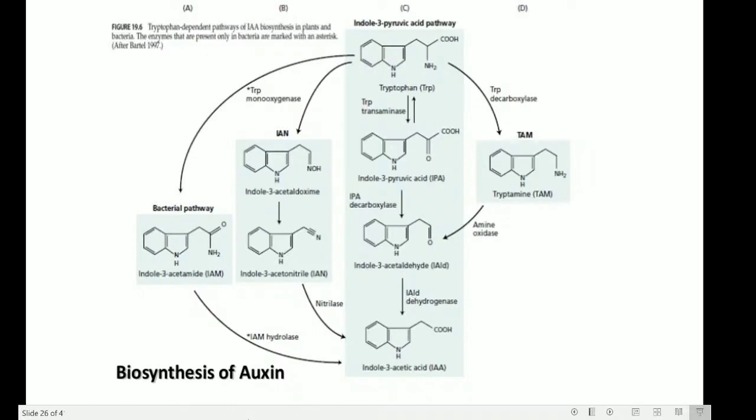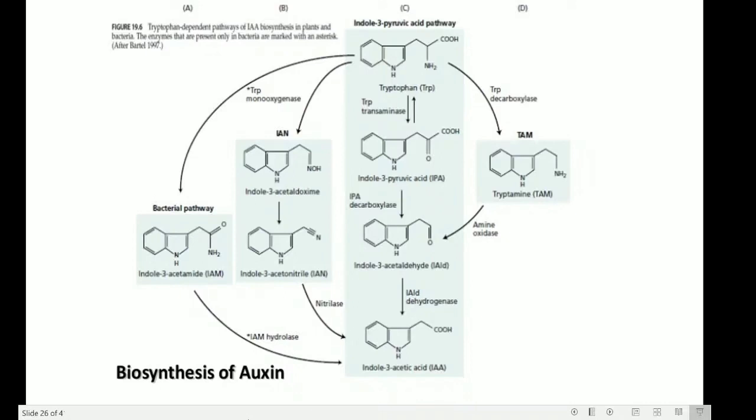Acetaldoxime is converted into indole acetonitrile. This indole acetonitrile is converted into indole acetic acid using the enzyme nitrilase. These are all very important. Nitrilase is involved in the conversion to IAA, that is, indole acetic acid.